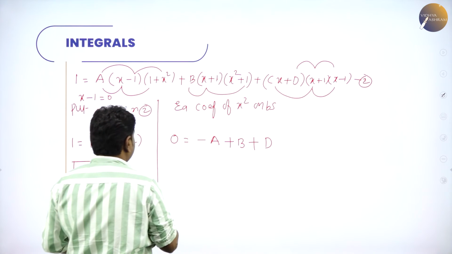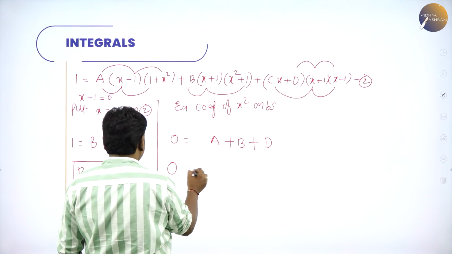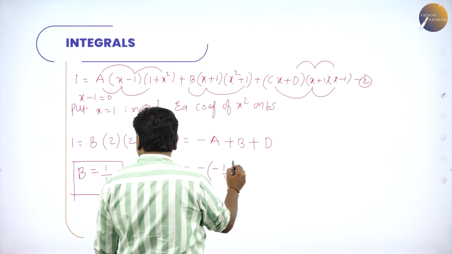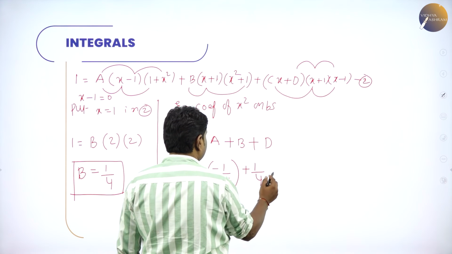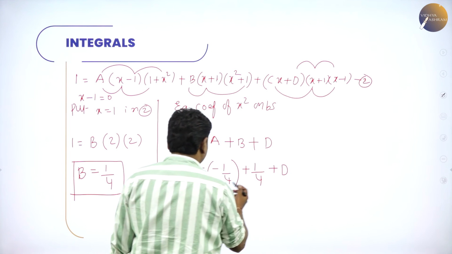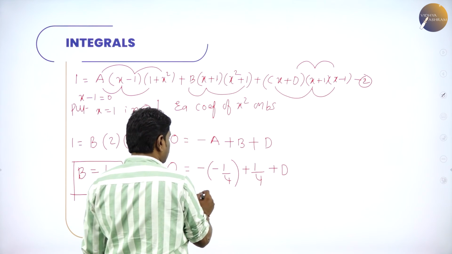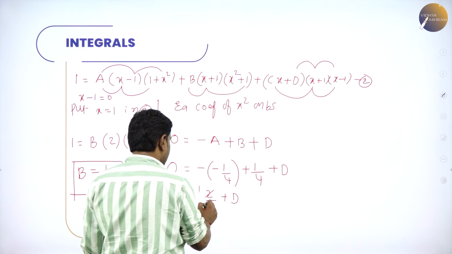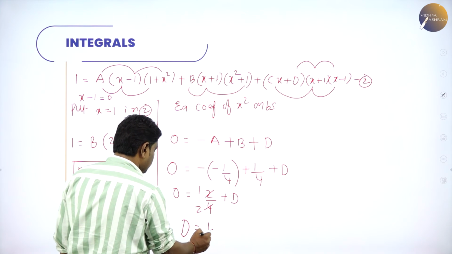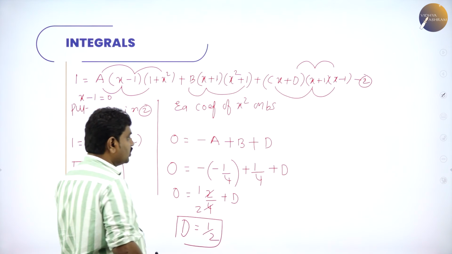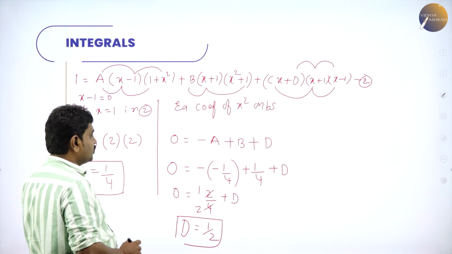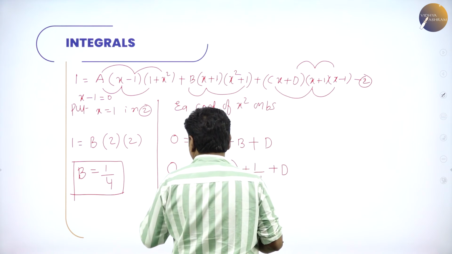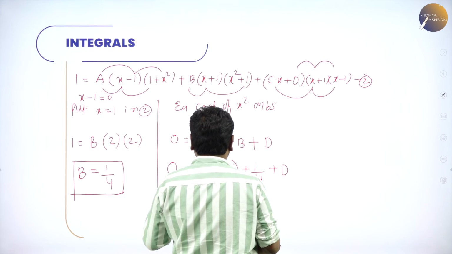Now you know the values of a and b. So 0 is equal to a. What is a? Minus of minus 1 by 4 plus b. What is b? 1 by 4 plus d we don't know. Simplify this. So 0 is equal to 2 by 4, that is 1 by 2. So you got d is what? 1 by 2. Now you got a b c d. So substitute them. So the given problem, a negative 1 by 4, b positive 1 by 4, d you got.